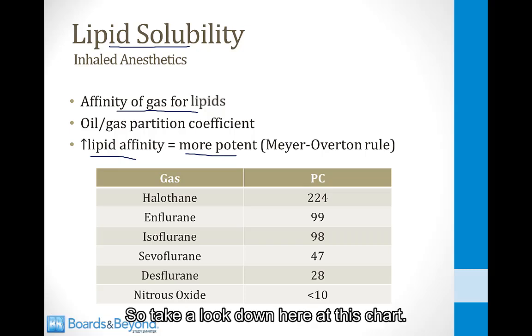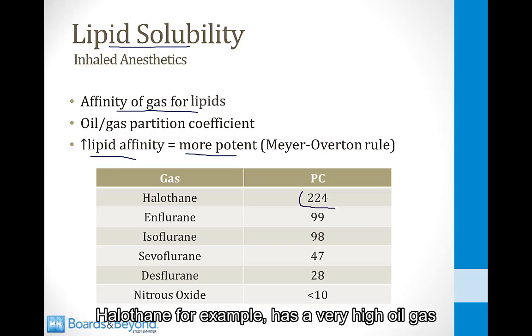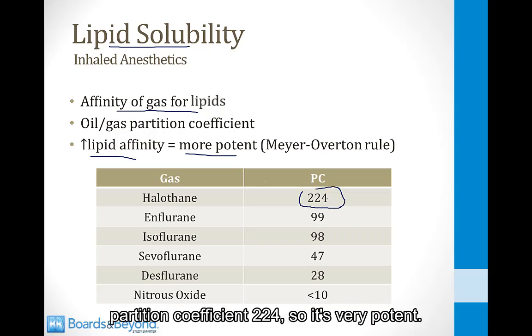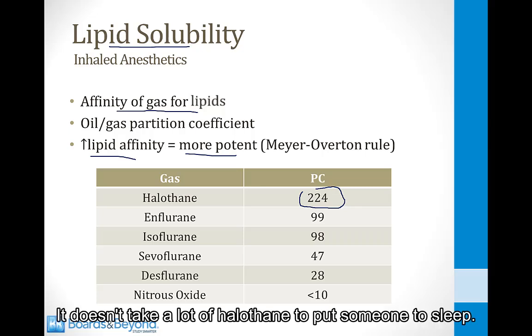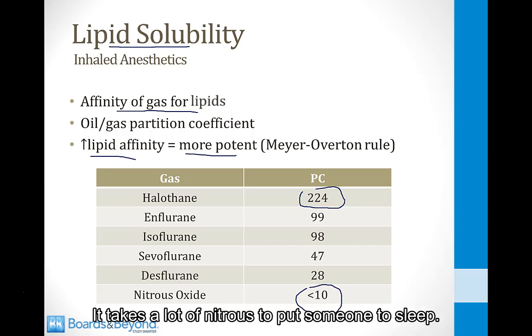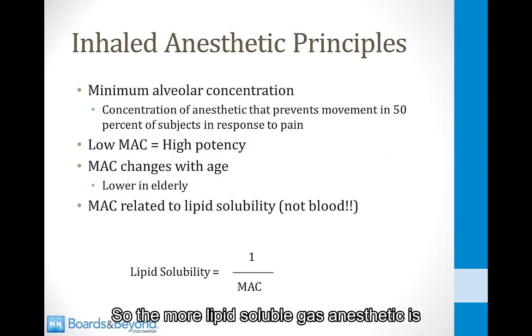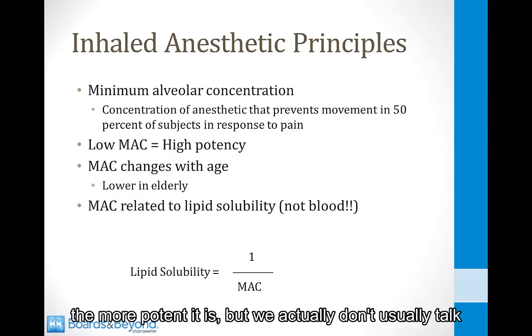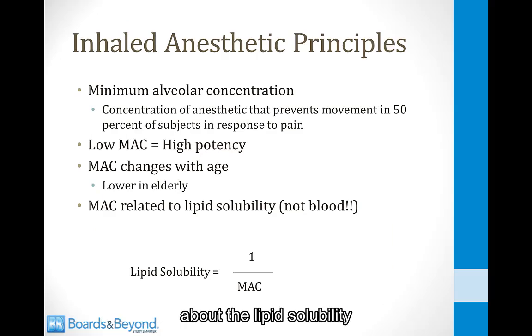So take a look down here at this chart. Halothane, for example, has a very high oil-gas partition coefficient, 224, so it's very potent. It doesn't take a lot of halothane to put someone to sleep. Nitrous oxide, on the other hand, has a very low partition coefficient. It takes a lot of nitrous to put someone to sleep. So the more lipid soluble a gas anesthetic is, the more potent it is, but we actually don't usually talk about the lipid solubility or the oil-gas partition coefficient.